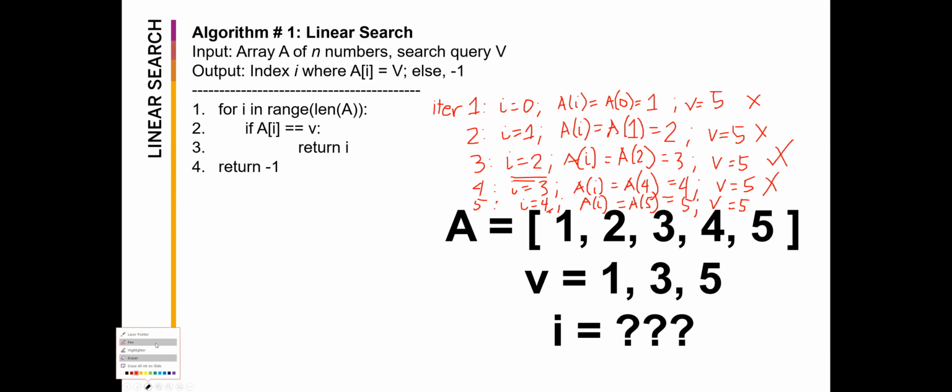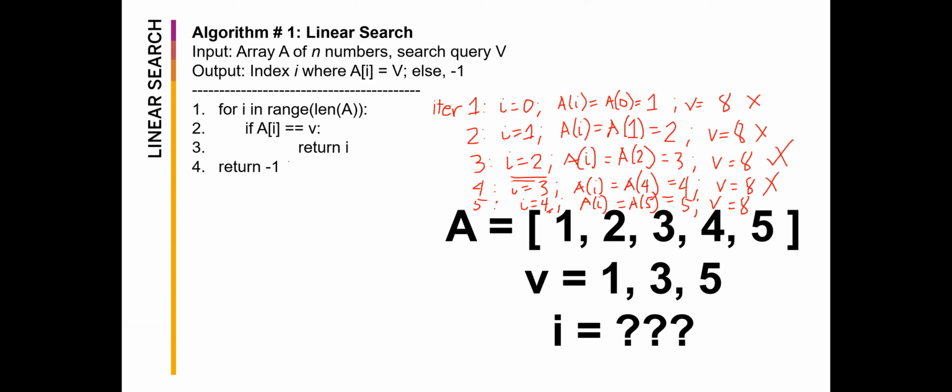So now, just to extend this example, if we have V equal to 8, then basically we'll run the same algorithm again from the start. So iteration 1, our I will be equal to 0, A of 0 is equal to 1, V is equal to 8, not equal, so we go to the next loop.